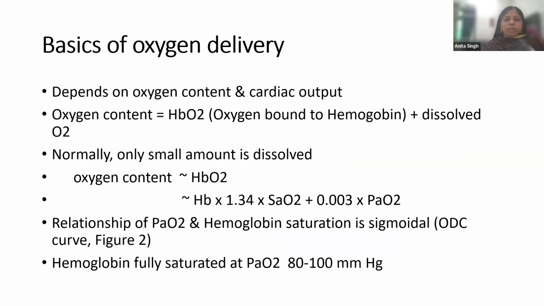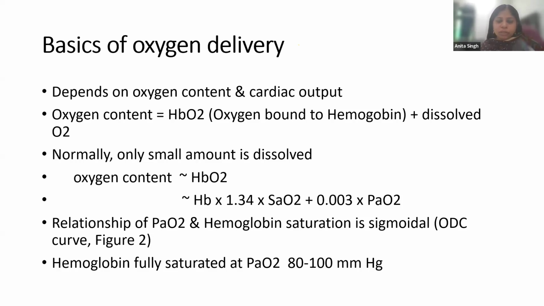So the basics of oxygen delivery: we know that oxygenation would depend on the oxygen content of the blood and cardiac output. The oxygen is supplied through the blood vessels via blood. The blood carries the oxygen to the tissues by way of the pumping of the heart, which is cardiac output. And in the blood which the heart pumps, there is some oxygen content. Oxygen content is again determined by the oxygen which is bound to hemoglobin in the form of HbO2 plus dissolved oxygen. Normally, a very small amount of oxygen is dissolved in the blood, and most of the oxygenation depends on the oxygen which is bound to the hemoglobin.